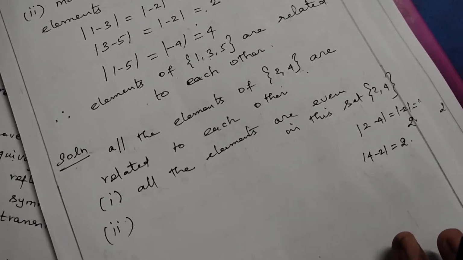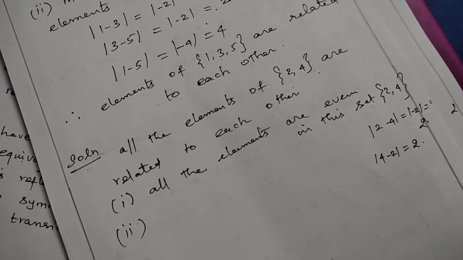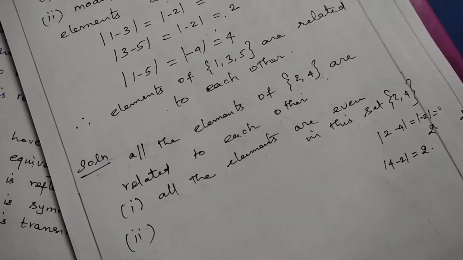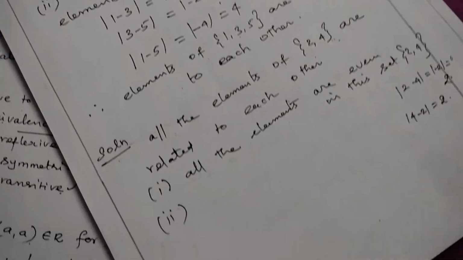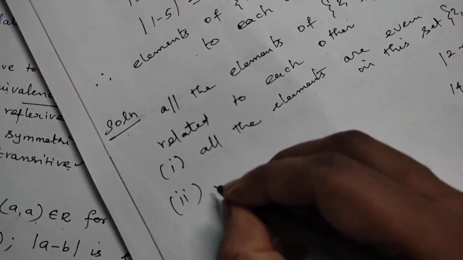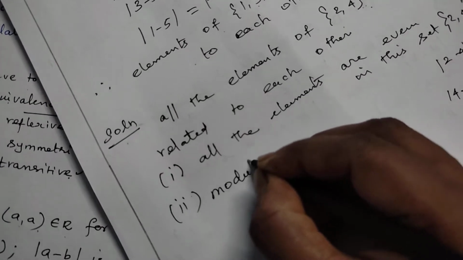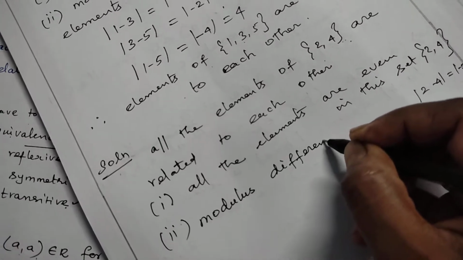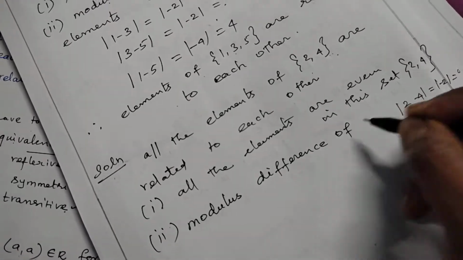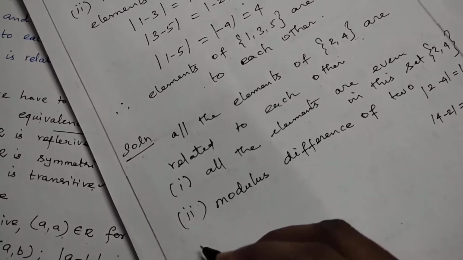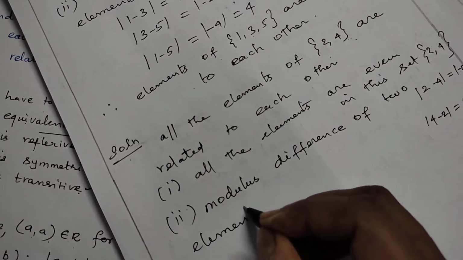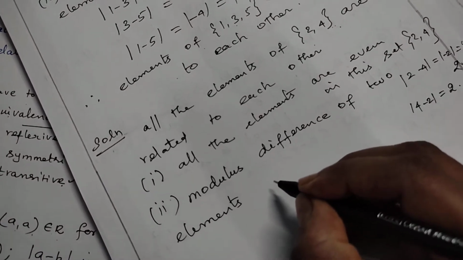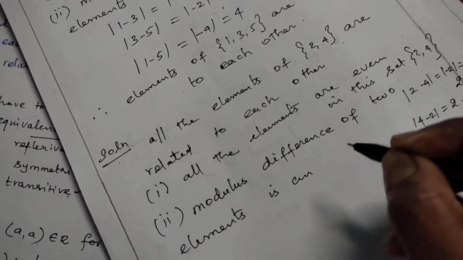So the modulus difference of two elements is an even number here. We can write: modulus difference of two elements is an even number.